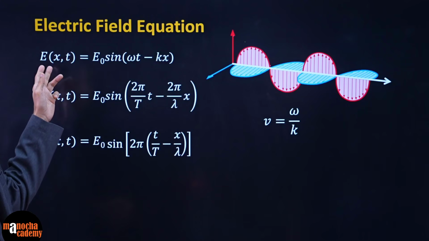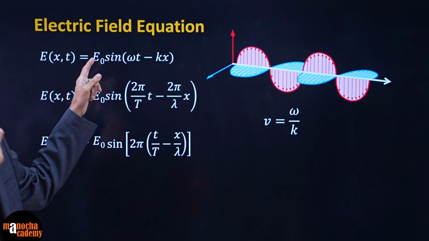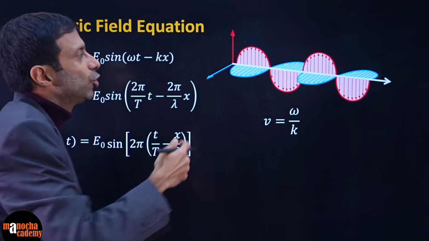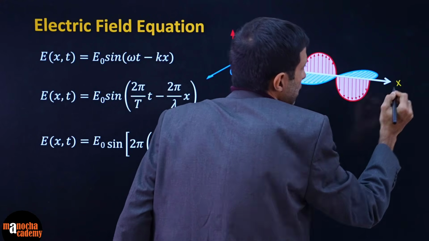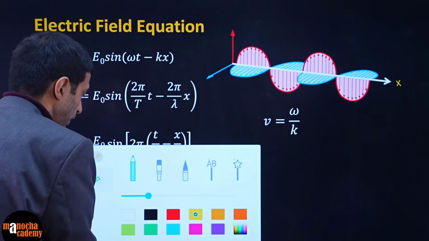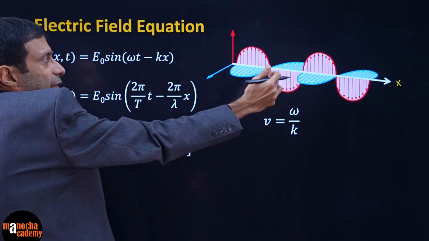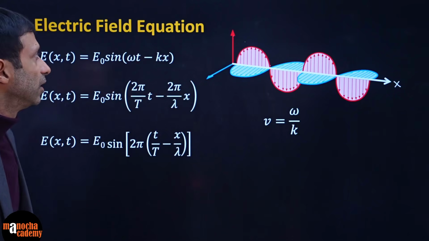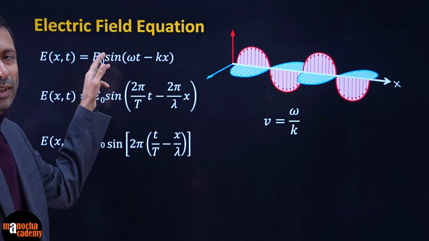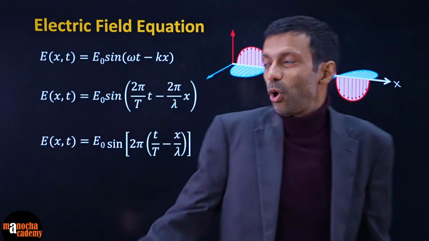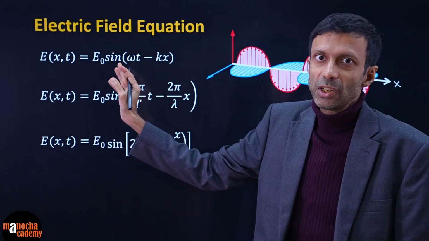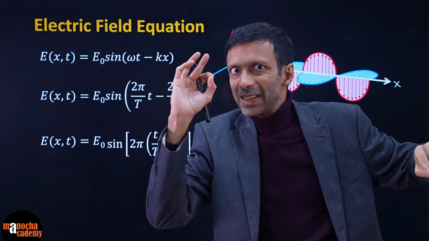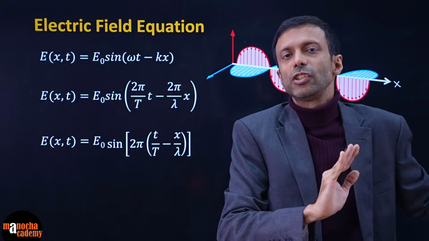So your electric field will look like this: E naught, the maximum amplitude, sine omega t minus kx. Here I have assumed that the wave is propagating along the positive x direction, so you can see that's why I have taken minus kx. If it were going the other way, I would have taken plus kx. Make sense? So E naught, maximum electric field, sine omega t minus kx. Do all of you agree with this equation? Do you understand this equation? And why have I written x comma t? Because the amplitude of the electric field depends on the time you are measuring and the distance from the origin.